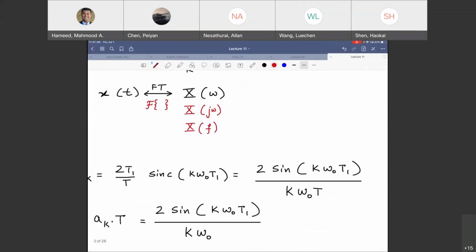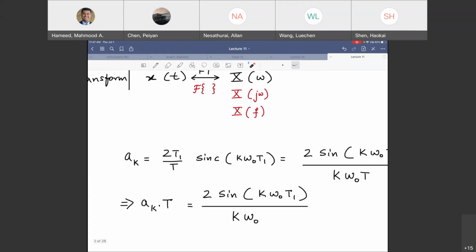Now, if you write it in a different form, we know that sinc x is sine x over x, right? And even in the reference sheets that you might have glanced over, some of these functions are represented as sine x over x, not with the sinc function but using a sine function. They are exactly the same, just different ways of representing. So sinc of k omega naught t1, you can break it up as sine x over x, t1 cancels out, and you are left with 2 sine k omega naught t1 divided by k omega naught t.